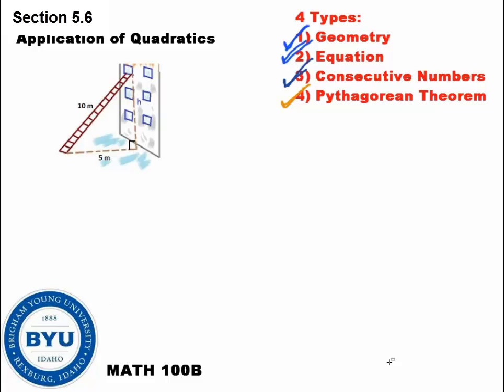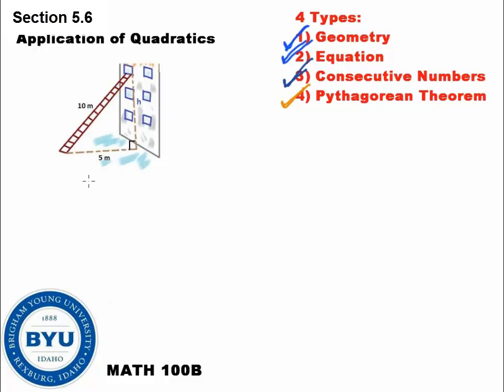Ladder problems are usually Pythagorean theorem problems. If you've got a 10-foot ladder and it's set 5 feet away from a building, how high up can you get on the building? Well, you guys should try this one. Go ahead and pause the video, use the Pythagorean theorem, and see if you can figure out how high this ladder would go up.